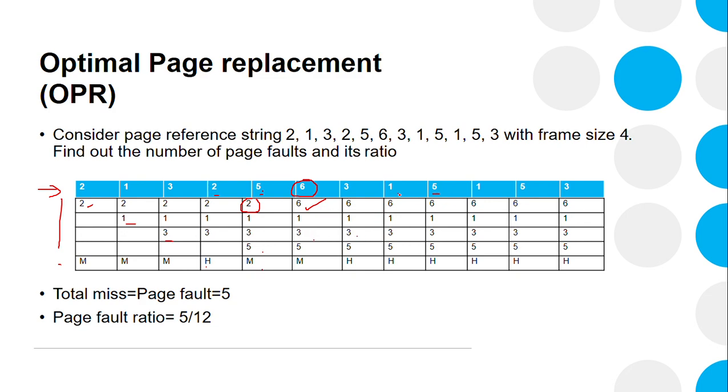1, that's the next number. It's already present. So that's why it is a hit. 5, you can see 5 is already present, so that's a hit. Next number is 1, 1 is already present, that's a hit. Next number is 5, 5 is already present, it's a hit. Next number is 3, it is already present, that's why it is a hit. Whenever you are saying hit, the previous string as it is, you have to copy paste. Over here, total number of miss are 5, so page fault is 5 and page fault ratio is 5/12.